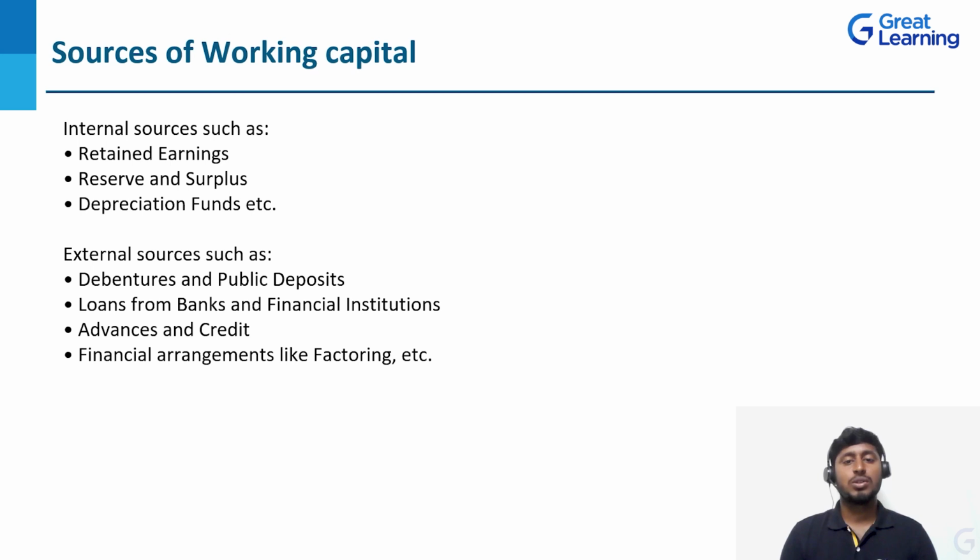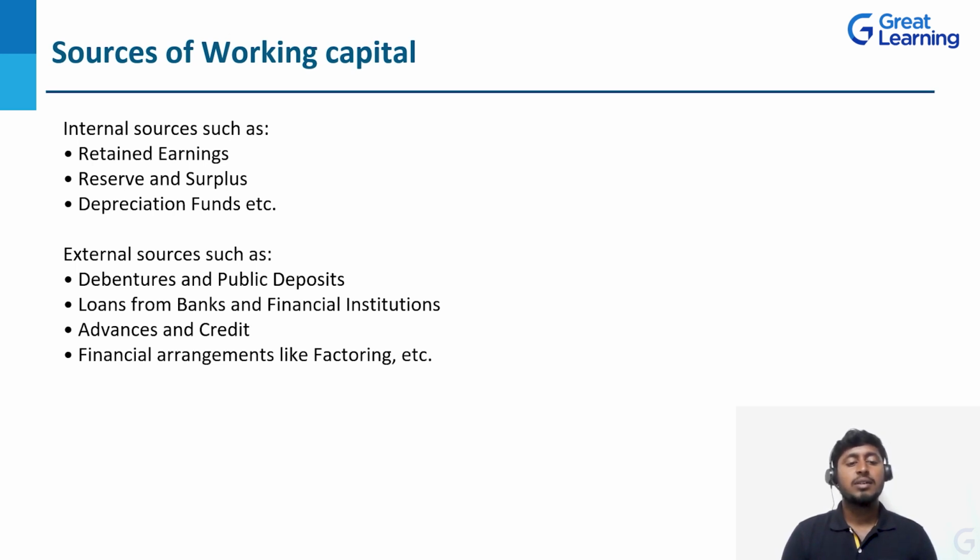Next, external sources. In the external sources, first one, debentures and public deposits. If they require money, they can go with issuing debentures or public deposits and collect the money for working capital requirements. Next, loans from banks and financial institutions. If they require money, they are going to borrow from banks, commercial banks, or financial institutions to get the working capital requirements money.